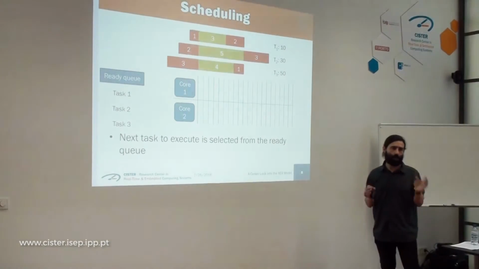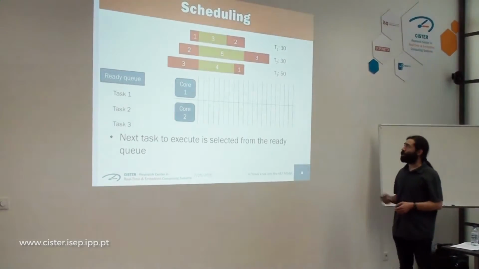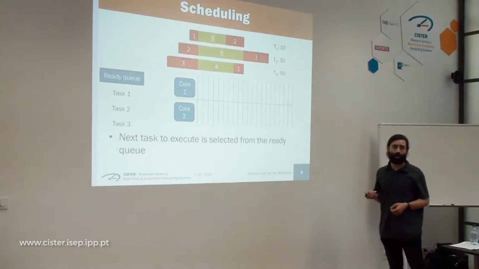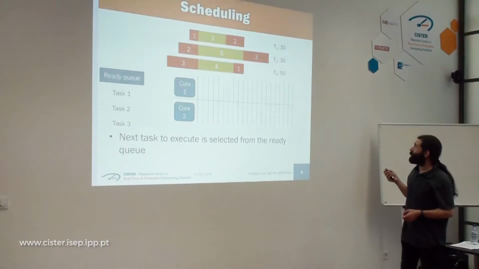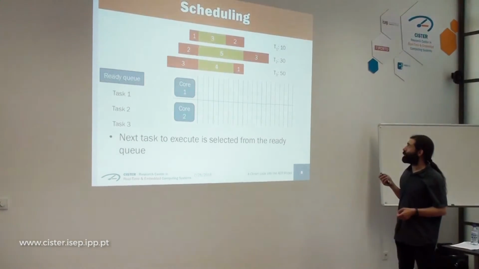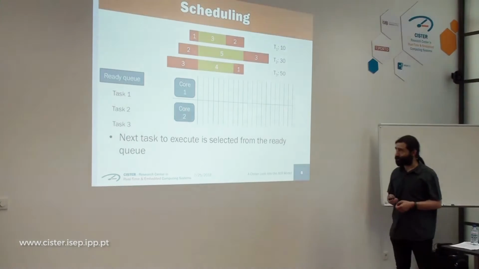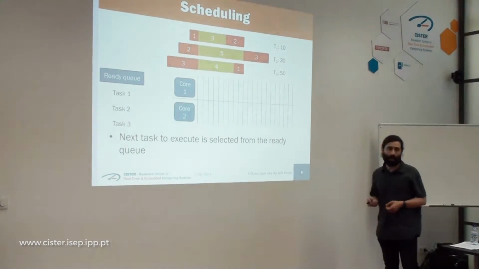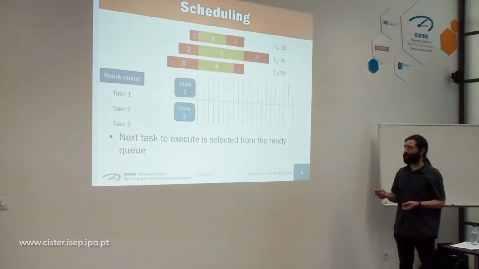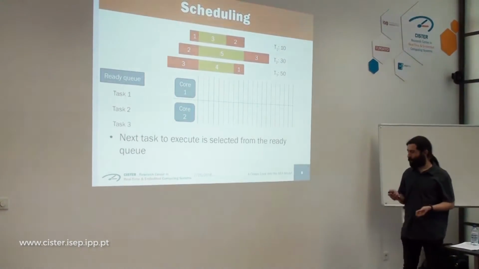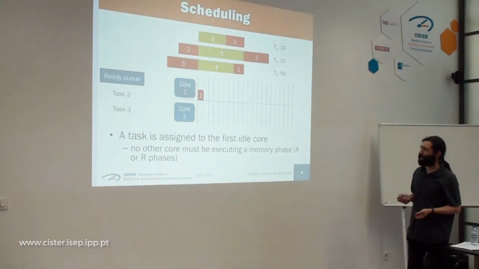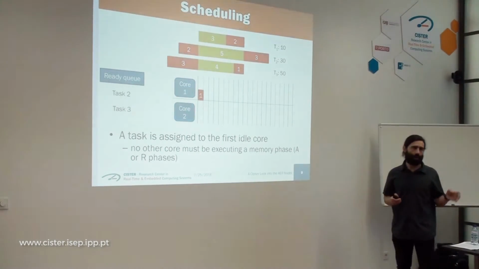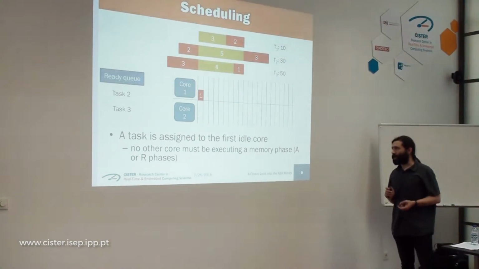So here is just to make sure that we are understanding the point. In this example we have 3 tasks, and we are using the priority. Task 1 has the highest priority, then task 2 and then task 3. We have a ready queue, and 2 cores that are idle. The next task to execute is selected from the ready queue, and we will select task 1, and we will assign task 1 into the first idle core as long as no other core is executing any other memory phase. Okay, that's the restriction.